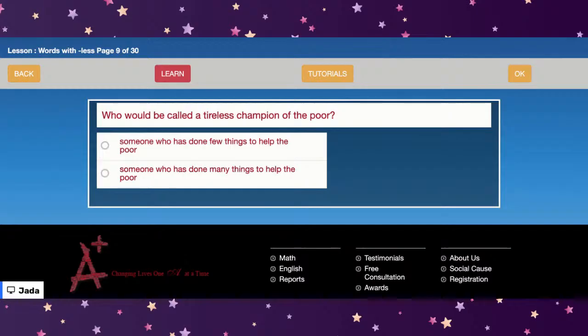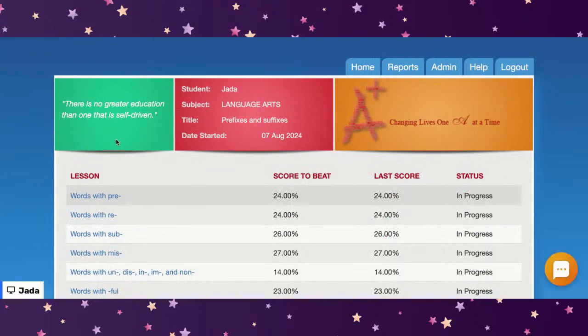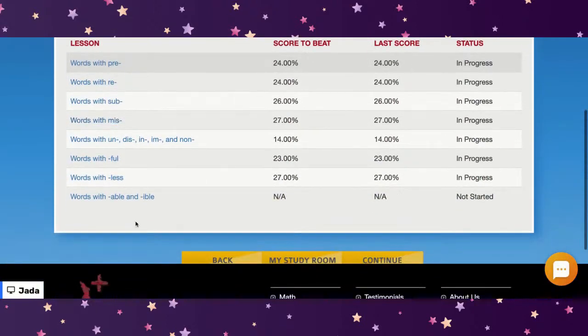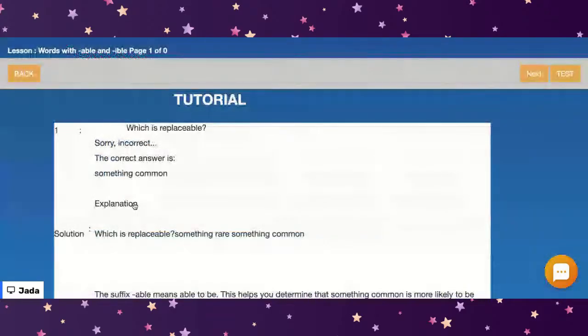So that's it for the words with less. You can complete this, of course, if you haven't done that yet. Let's move on to words with able and ible.